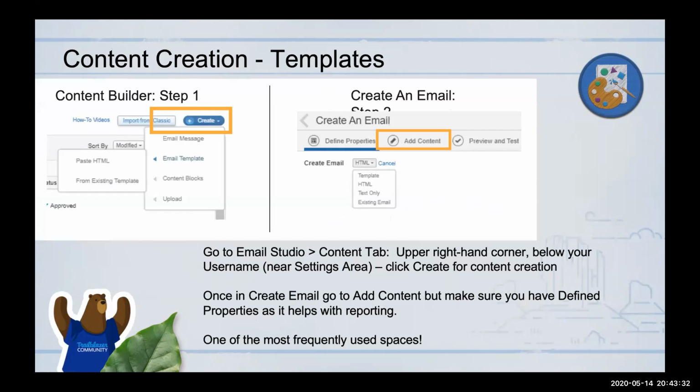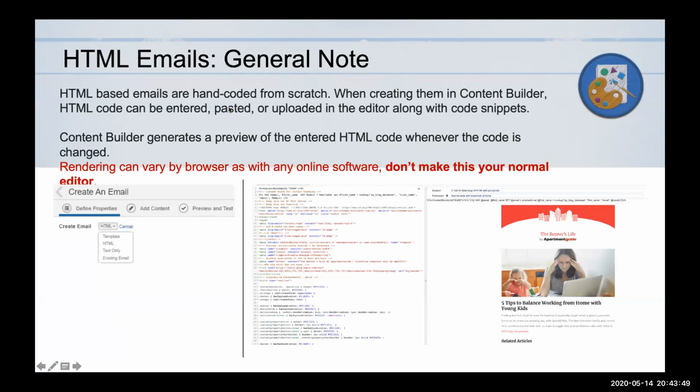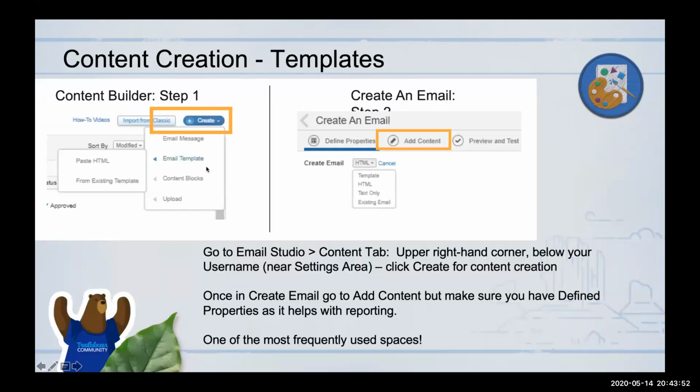So content creation and templates. This is how you go in for Content Builder. Step one, you create it, you go down either email message, email template, and you go to here. And then also, just to kind of bring this along, this is also how you upload assets. So anyways, step two, you add the content itself here, and then you preview and test afterwards.